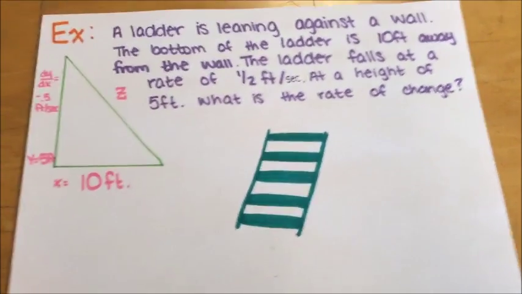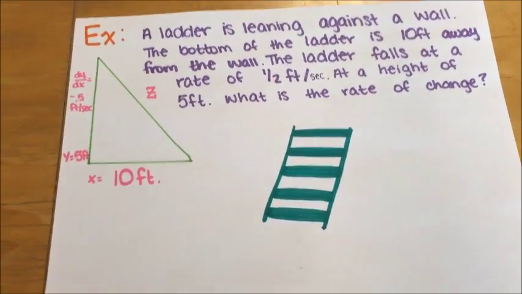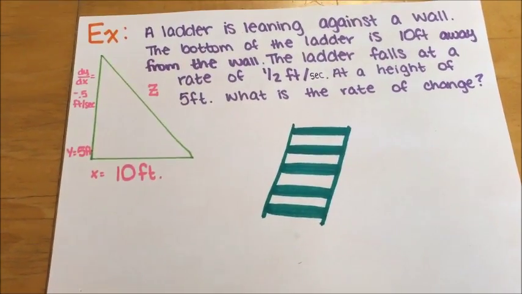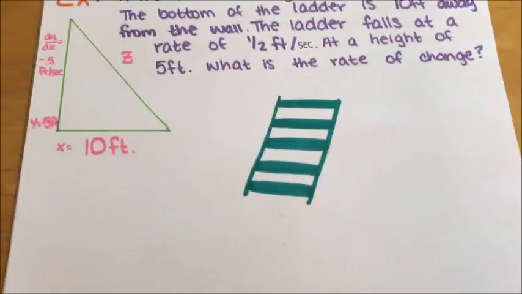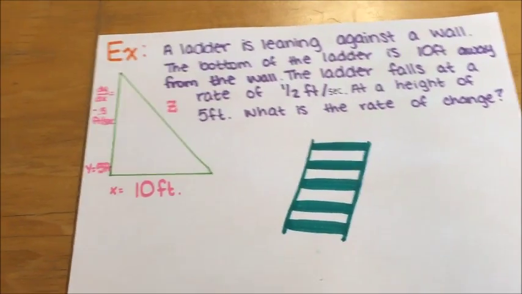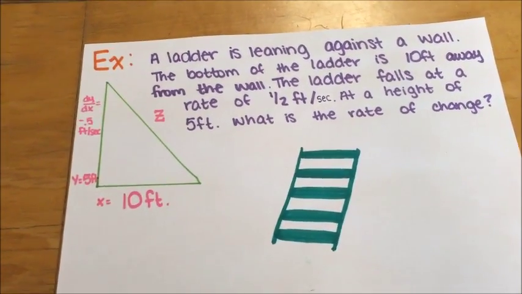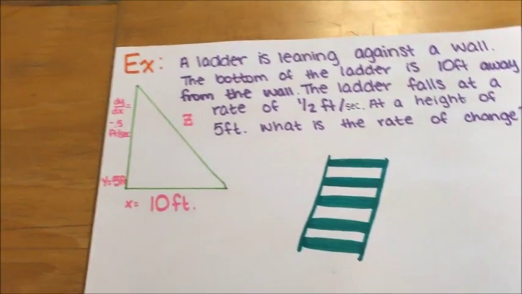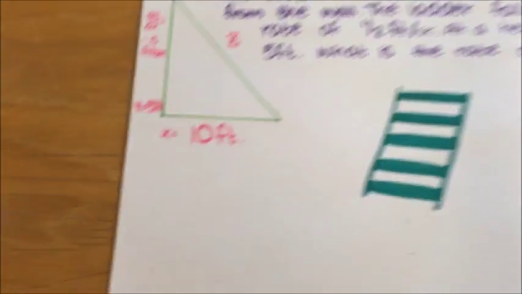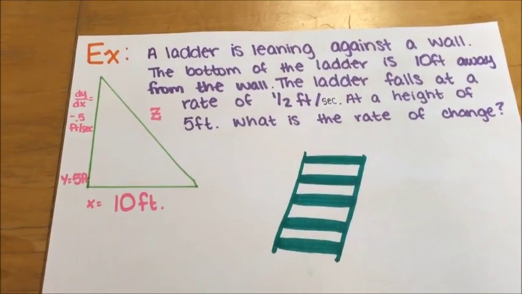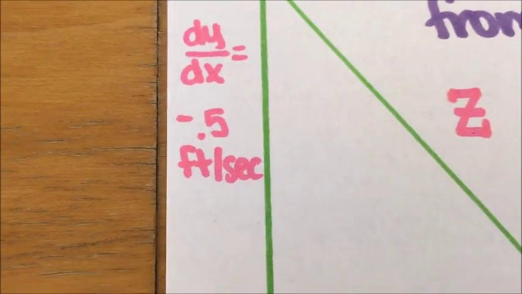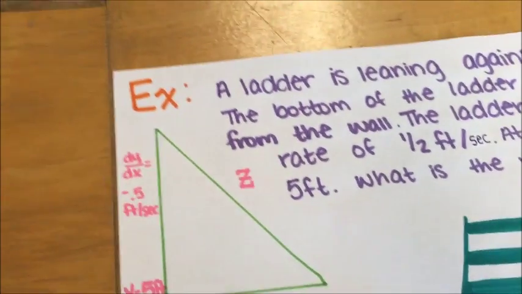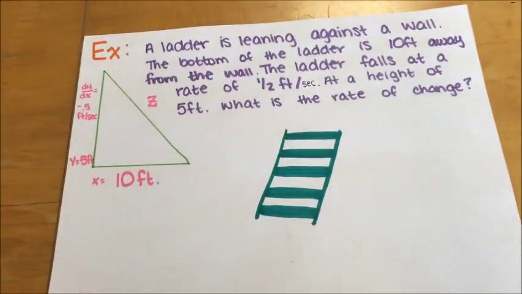Now, let's figure out what we've been given here. We've been given our base length, which is 10 feet. We've also been given the rate of change of the base, because if it's bolted to the ground, I don't think it's going to change. So therefore, it's going to be 0. Now, what else do we know? We know the height of the ladder at the time, which is 5 feet. We also know the rate of change for the height, which is negative 0.5 feet per second. You know why it's negative? Because it is decreasing.